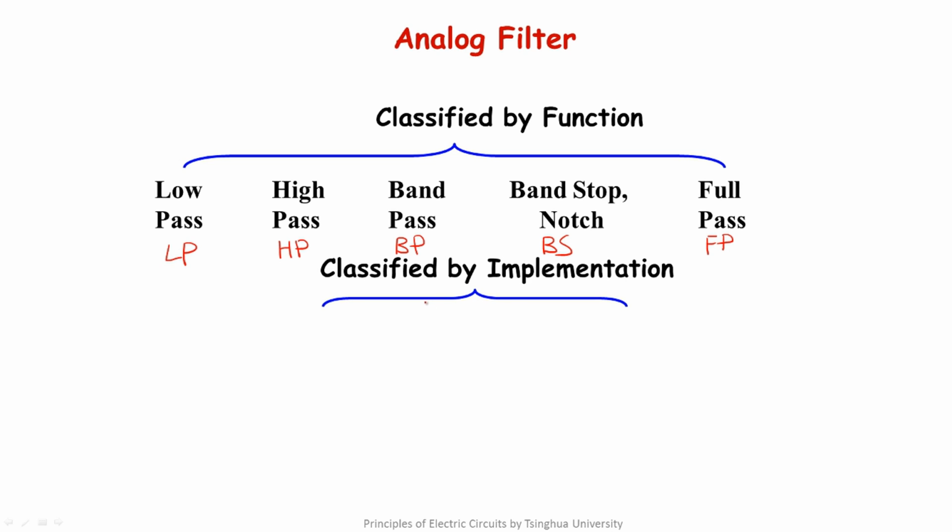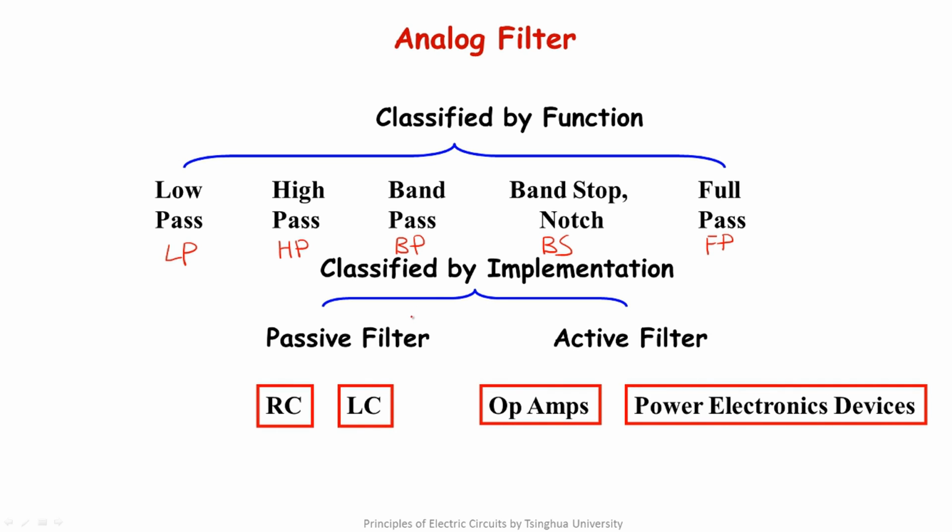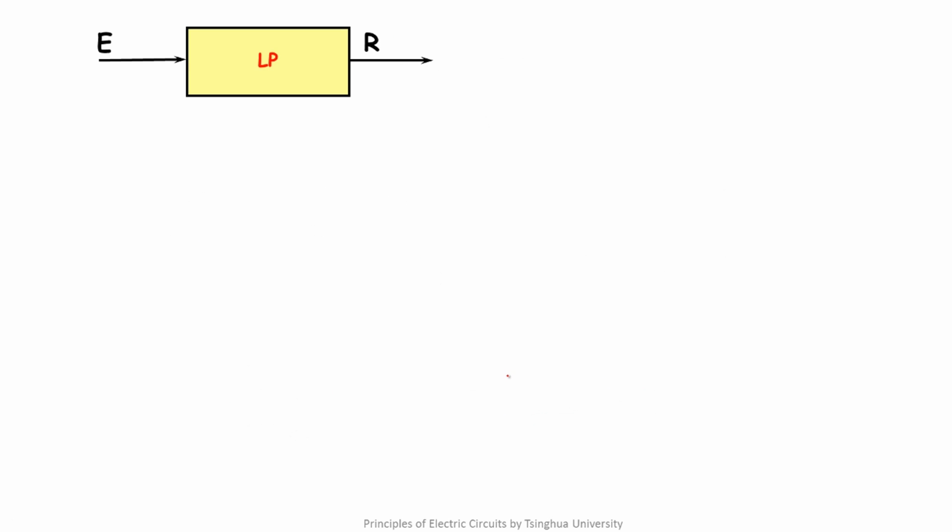In addition, it can be classified by the implementation elements. As I said before, the filter implemented by passive elements is called passive filter. The one implemented by active elements is called active filter. The so-called passive filter is a filter implemented by RC or LC. The so-called active filter is a filter implemented by operational amplifier or various kinds of power electronics switches. In this course, we will discuss more the passive and active filters constituted by RC, LC, and operational amplifiers. Next, we will carefully discuss the previous 5 kinds of filters.